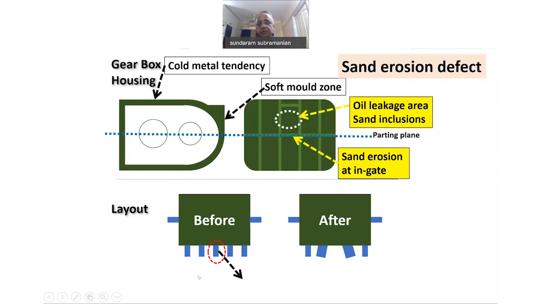So something had to be done. The ingate is the source of the problem. So the ingates were altered, giving a certain direction towards the cold metal zone. There was no sand erosion afterwards, and there was no cold metal inside the casting either.